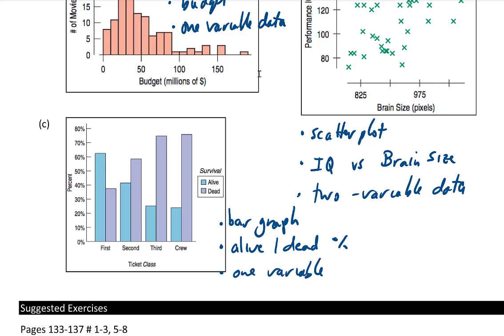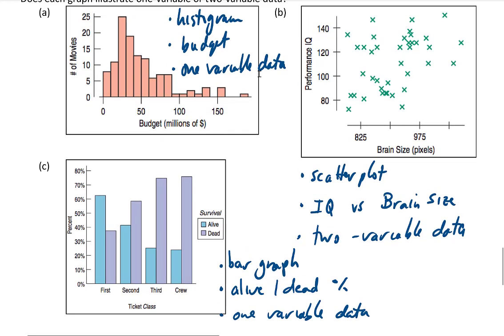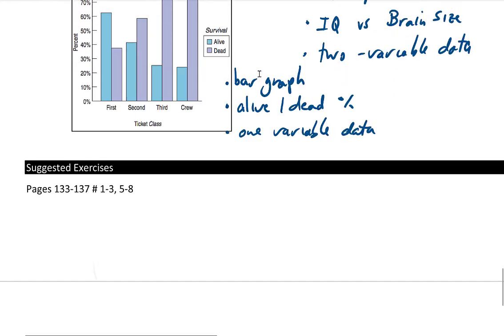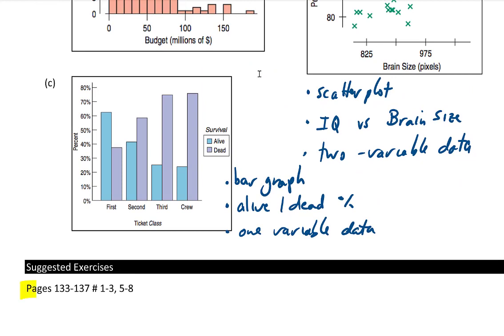So again, if you see a bar graph, that represents one variable data. If you see a histogram, that's one variable. And if we see a scatter plot, that will be 2 variable data. Again, here are some questions that you can try.